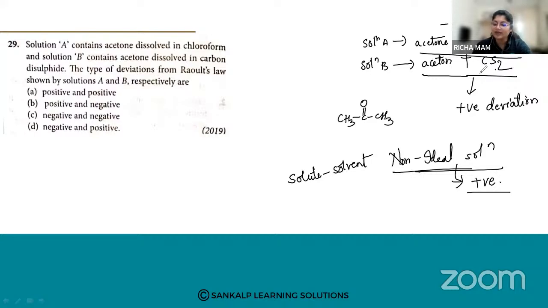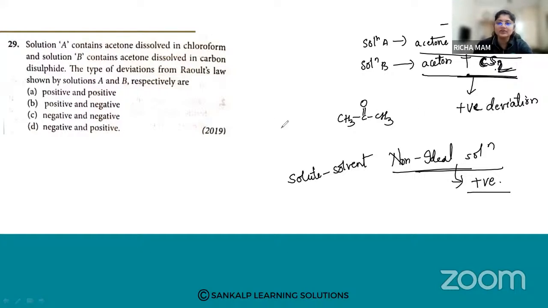And this kind of hydrogen bonding is getting lowered, or you can say disrupted, because of the presence of the CS2. So when acetone and carbon disulfide are mixed, they will show positive deviation.